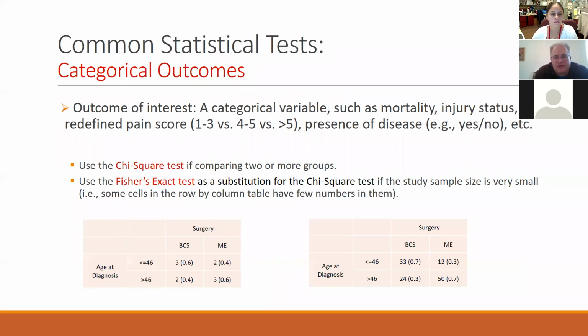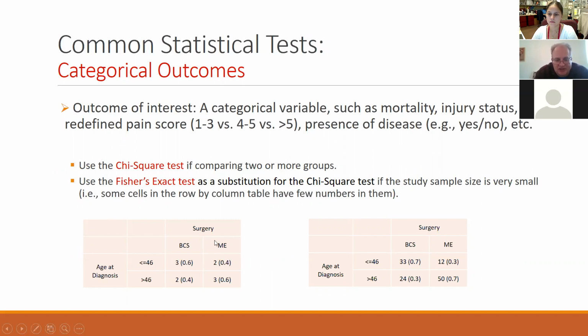If your outcome of interest is categorical, an outcome like mortality, injury status, yes, no. Maybe you have a pain score that's just broken into categories, 1 to 3, 4 to 5, greater than 5. Presence of disease, yes or no. The way we analyze that type of data is with something called the chi-square test.